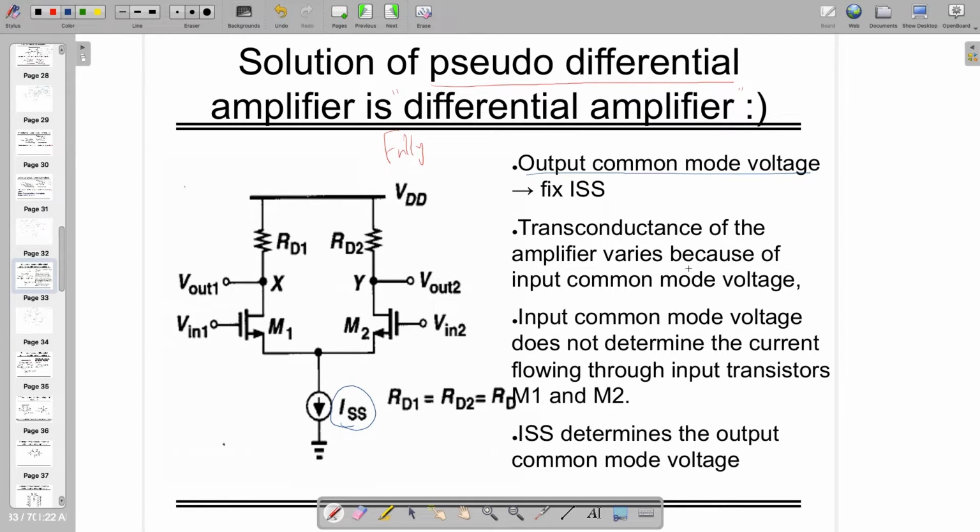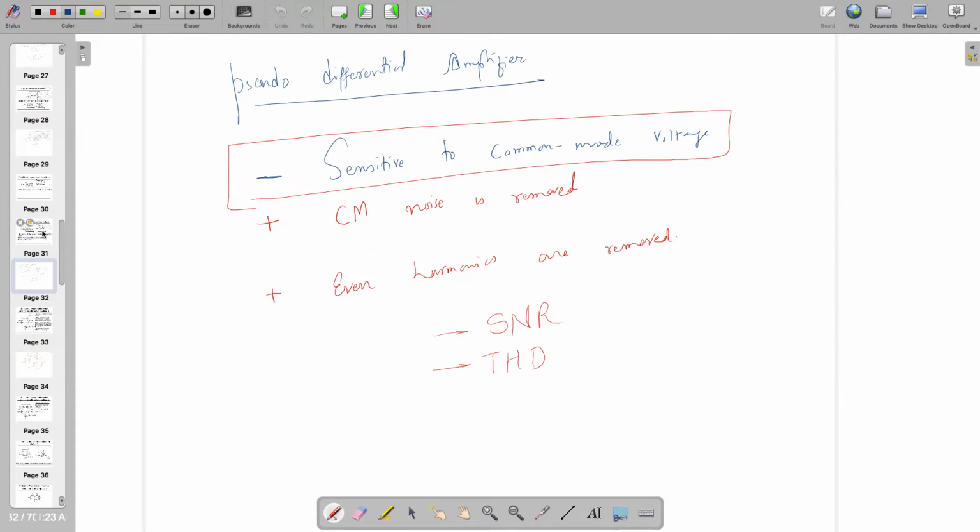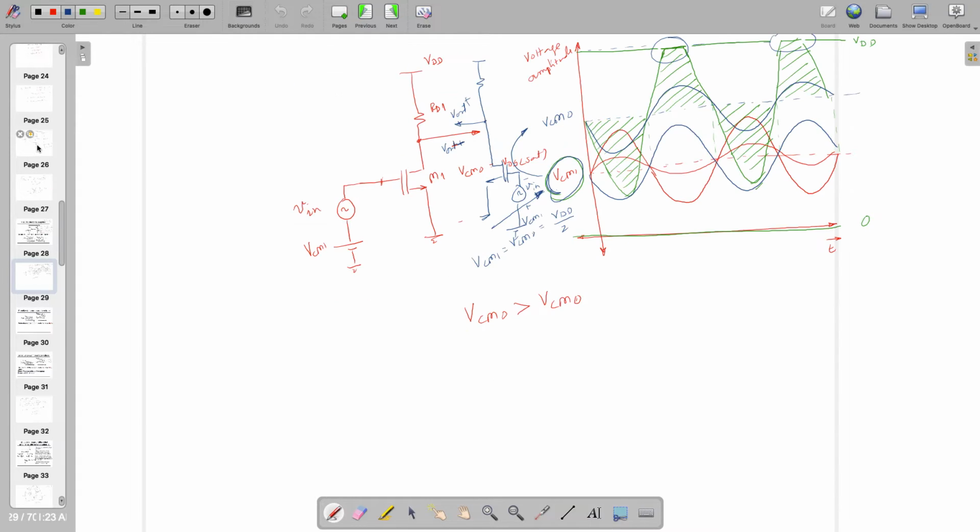The transconductance of the amplifier varies because of the input common mode voltage. That's one fact. And because of the transconductance and ISS, you may have different VCMO. However, it's not directly proportional, because GM saturates after some value of VCMI. Moreover, the input common mode voltage does not determine the current flowing through input transistors M1 and M2. Like the case of our pseudo differential amplifier, where as I increase VCMI, the current flowing through this one increases, and it's like this.